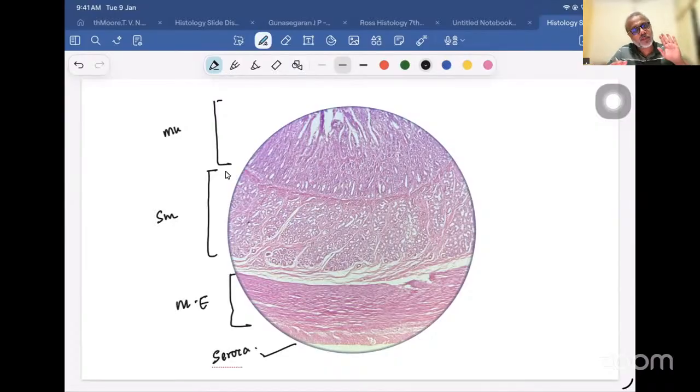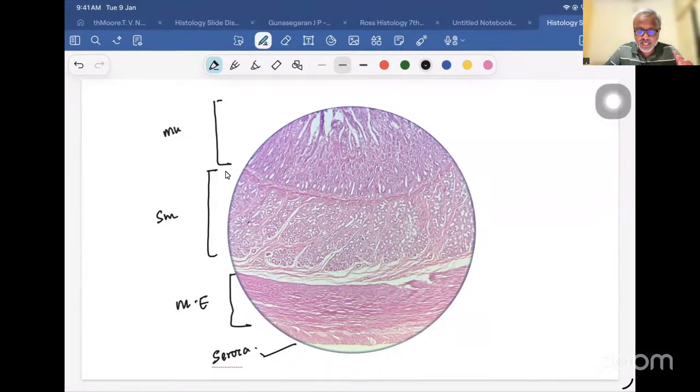The rest of the duodenum goes behind the peritoneum. So only the anterior surface and the sides of the duodenum are covered by the peritoneum or the serosa. The posterior surface will have adventitia. Now, these 4 layers are similar to any other layer that we will see in the GIT: mucosa, submucosa, muscularis externa, serosa.